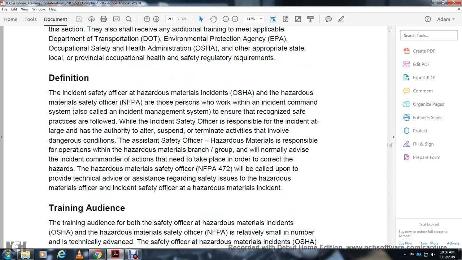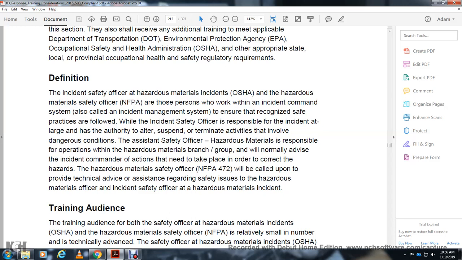Definition: the incident safety officer, hazardous material, has authority under OSHA, distinct from the hazardous material safety officer of the National Fire Protection Association. For persons who work with the incident command system, also called the incident management system, ensuring the recognized safety of the operation is involved with the incident safety officer, who is responsible for the incident at large and has the authority to alert, suspend, or terminate activities under dangerous conditions.